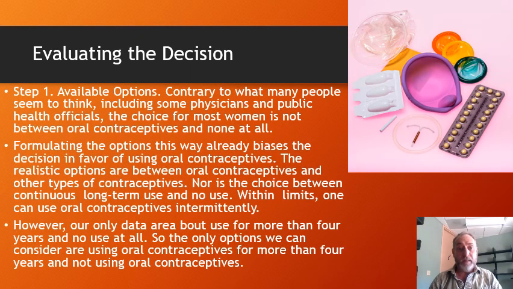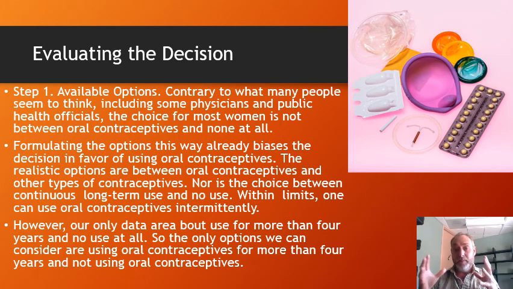So step one, what are our available options? Now, this is where you'll find that all of a sudden, when we're building this matrix, we have to artificially constrain the available options. In reality, we have many more options than taking oral birth control pills and not using contraception. There are many contraceptive methods that are pictured here. So if you formulate the options as take birth control or don't, assuming that these oral contraceptives are the only kind of birth control you could use, that's obviously artificial and would bias your decision in favor of taking them.